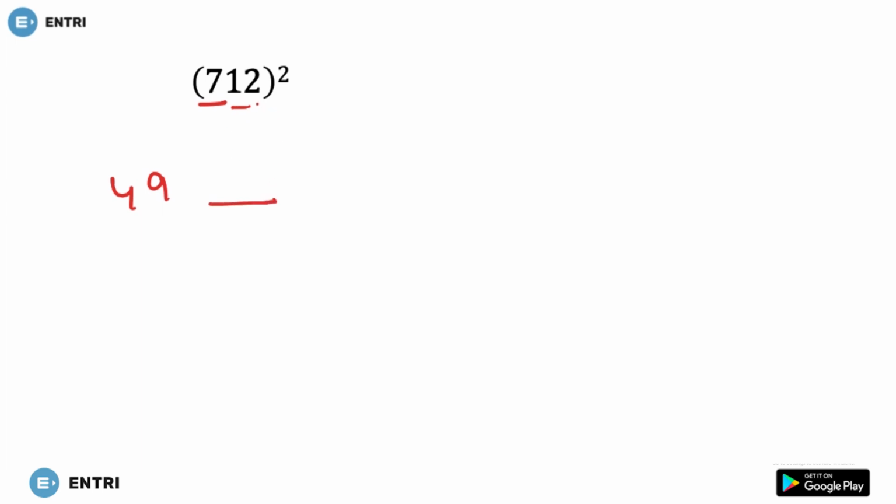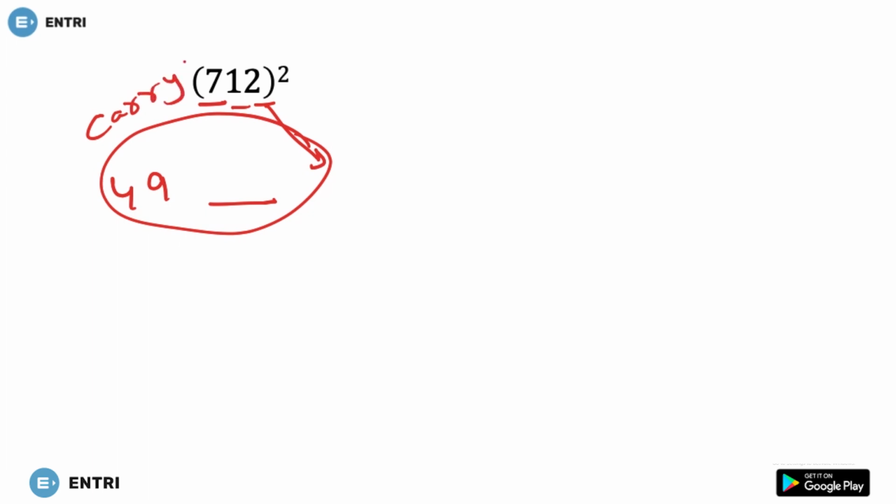Now for this part, we know that 2 square is 4, but we are not going to solve this in this manner because here the carryover concept is going to come, and whenever the carryover concept comes, you must try to solve this question in a quite different way. There is nothing like a different way. The only thing is that you have to add up the powers. So let's start solving this question.